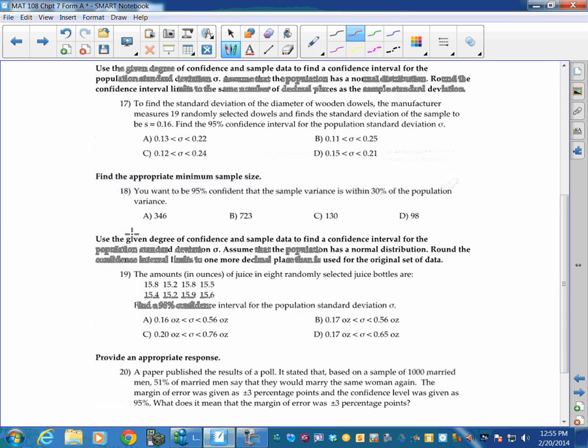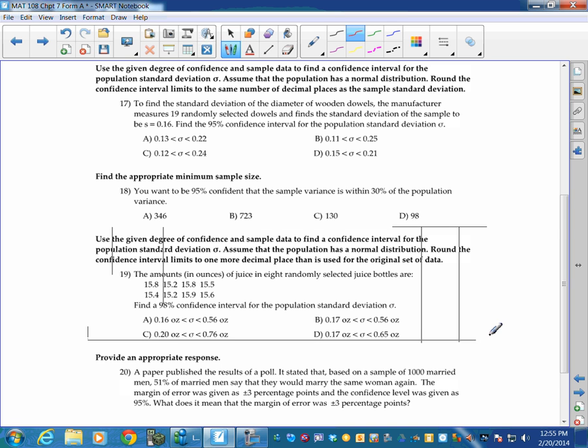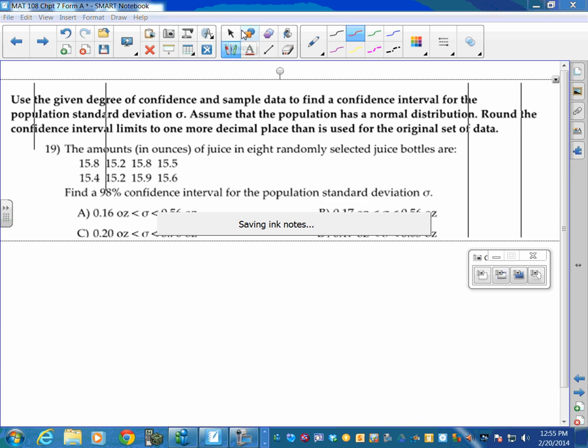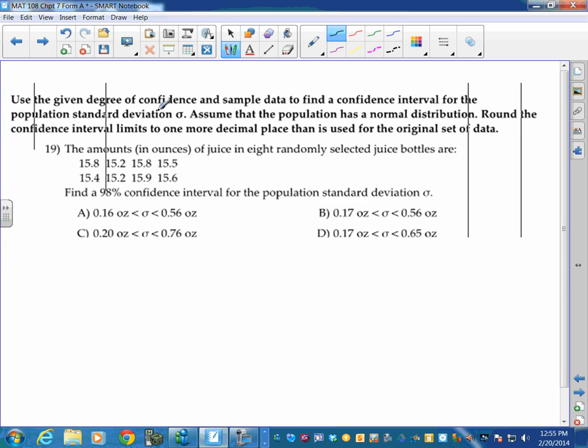So we need this page number again. Use the given degree of confidence and sample data to find a confidence interval. Here we go. For our standard deviation, that means we need numbers right here and right here. How do we find that interval? Which board are we on? 7.5. How do we find the intervals?